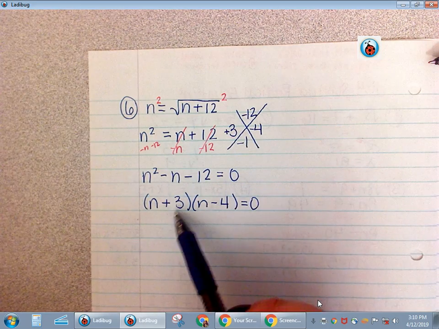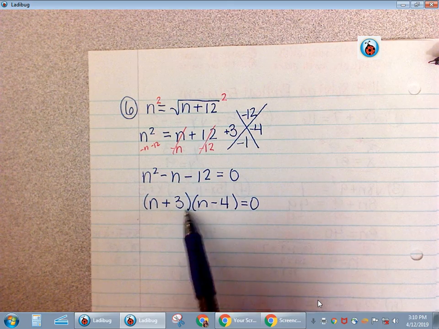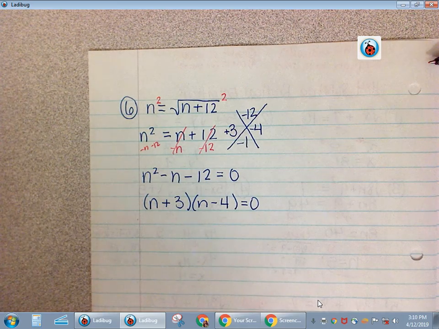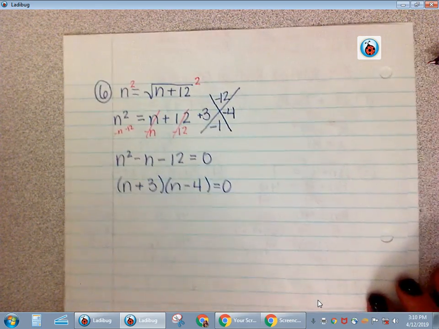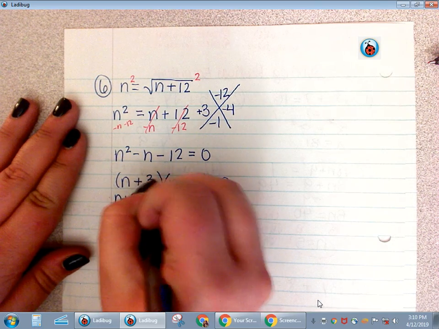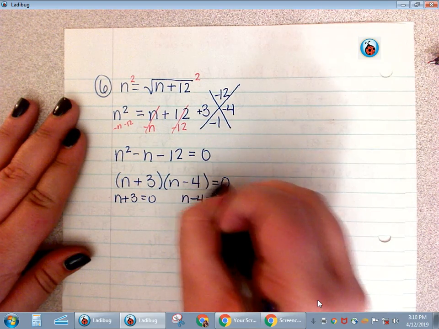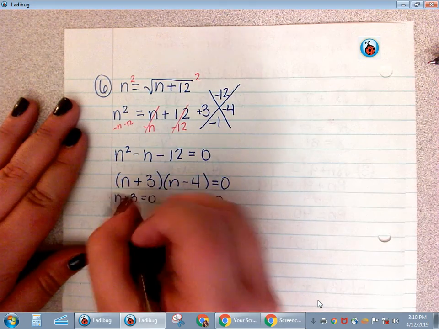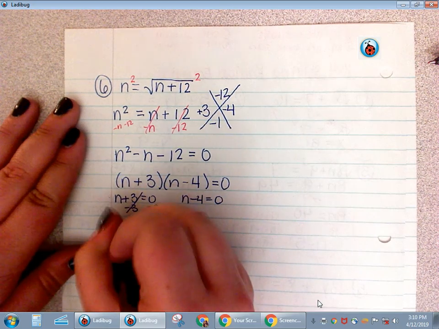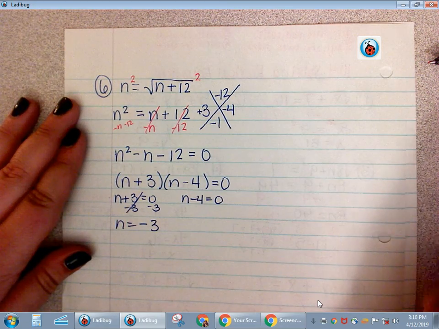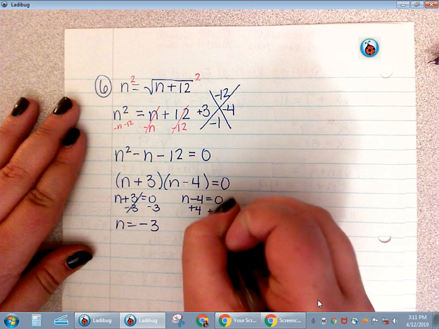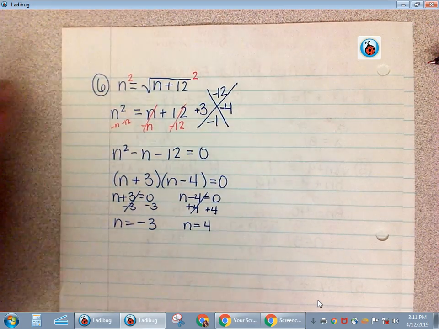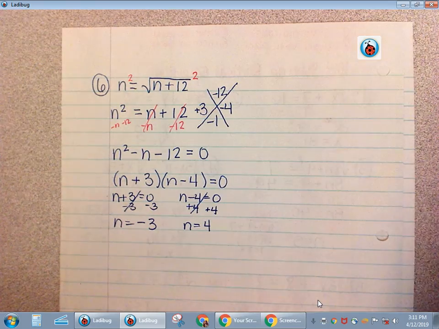So let's see, something times something equals 0. A number times a number equals 0. The only way to get 0 when we multiply is if one of the two of these is 0. So either n plus 3 is 0 or n minus 4 is 0. So if n plus 3 was 0 and we solved, n would have been negative 3. If n minus 4 was 0, then n was 4. So in this one, we have 2 solutions. And when we check, we have to check both of them.